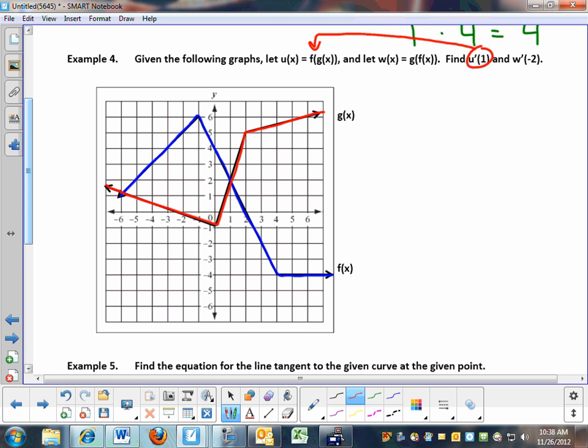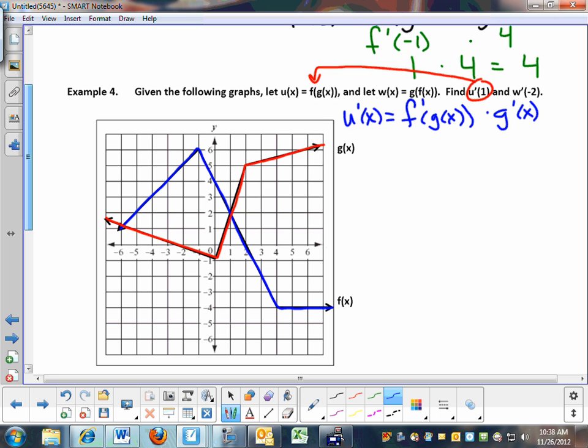Now we'll get to that in a second, but this is a good question here. So let's see if we can solve it. If I want to find u prime of 1, and it's a composition, I would say first that u prime of x is equal to f prime of g of x times g prime of x. Does everybody see where I got that?